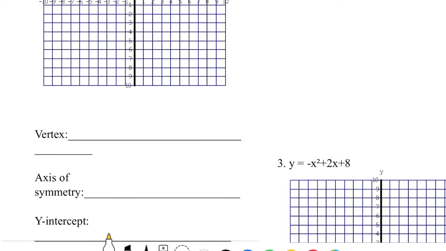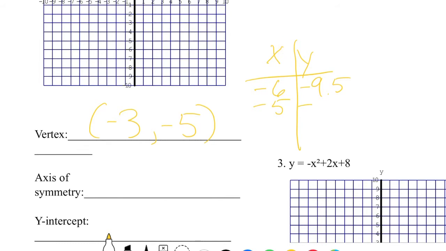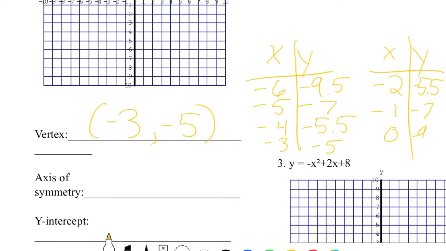So your maximum for number 2 is at -3, -5. And then our table around this point is negative 6, negative 9.5, negative 5, negative 7, negative 4, negative 5.5, negative 3, negative 5, negative 2, negative 5.5, negative 1, negative 7, and 0, negative 9.5. So that is what your table should be looking like.